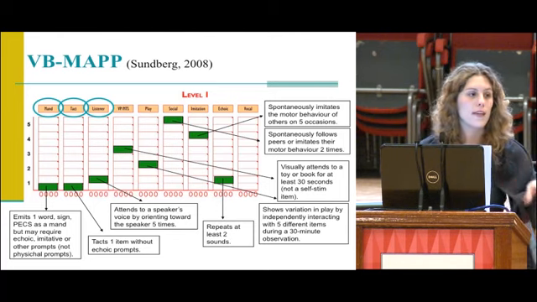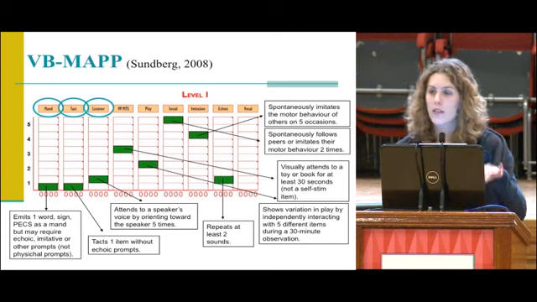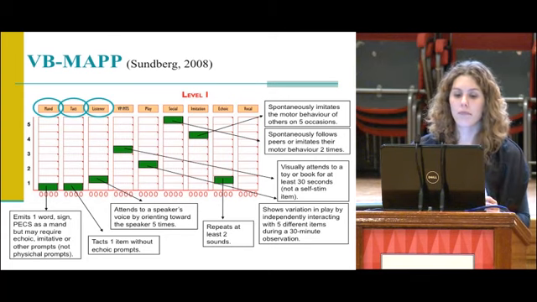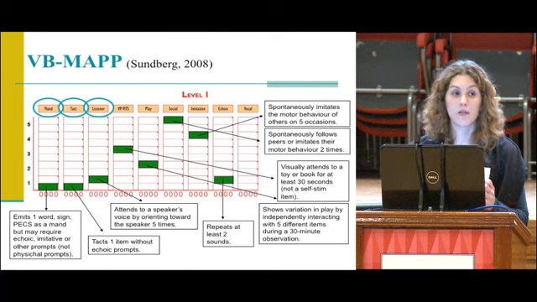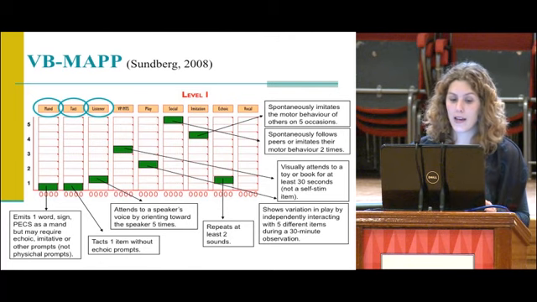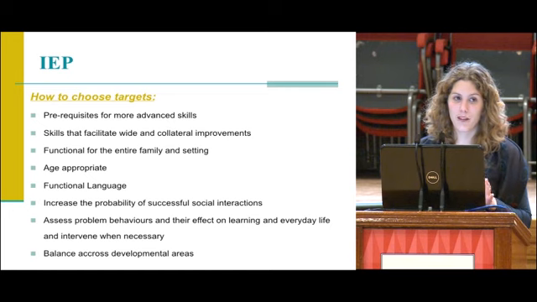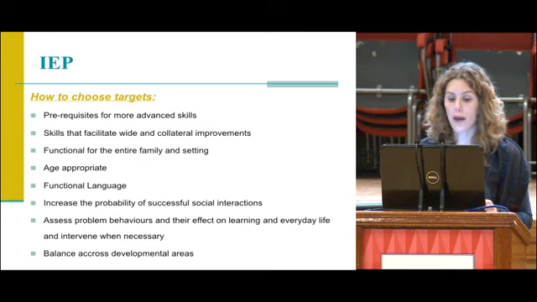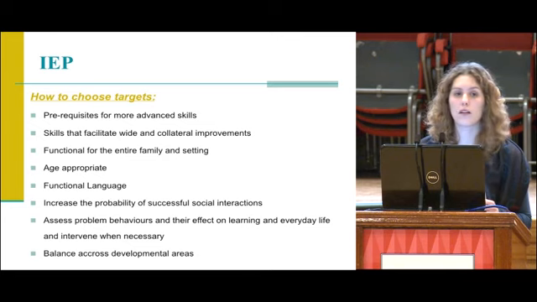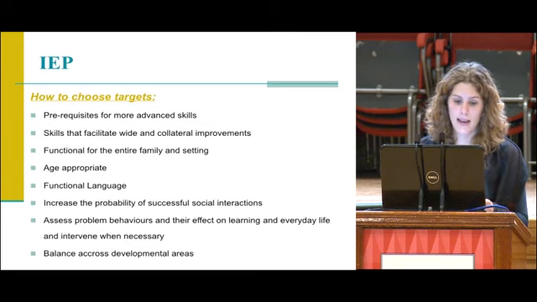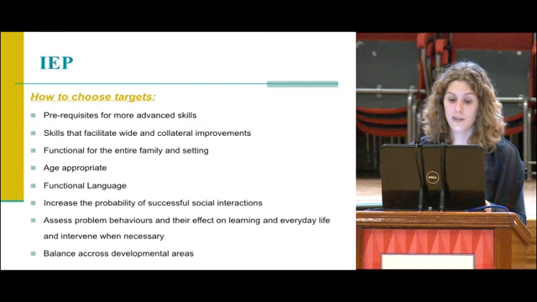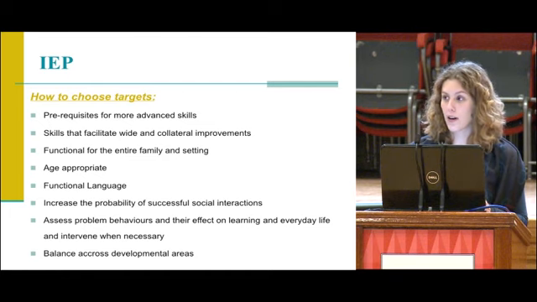So after we've done the assessment and we know exactly what the child is able to do, we have to design the individualized educational program, the IEP. So how to choose targets? Some general guidelines here. We have to choose, first of all, prerequisites before we start teaching more advanced skills. We have to choose skills that facilitate wide and collateral improvements.